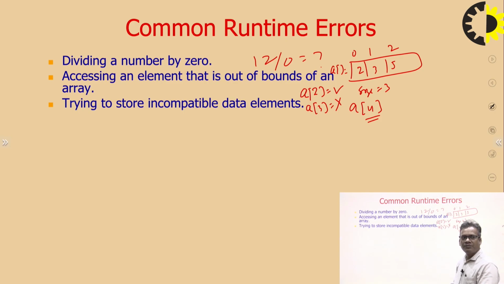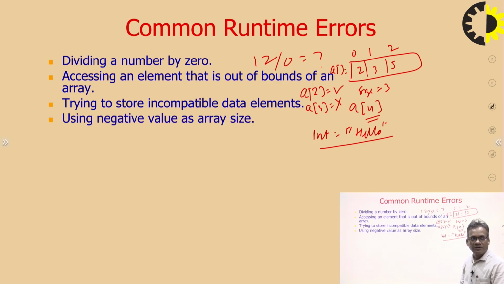Another one is trying to store an incompatible data element. For example, if you are storing in an integer a string "hello", this is one kind of exception or runtime error. Or using negative values as an array size. As you know, the array size is always positive. So if you are accessing an element a[-1], it will give you an error.